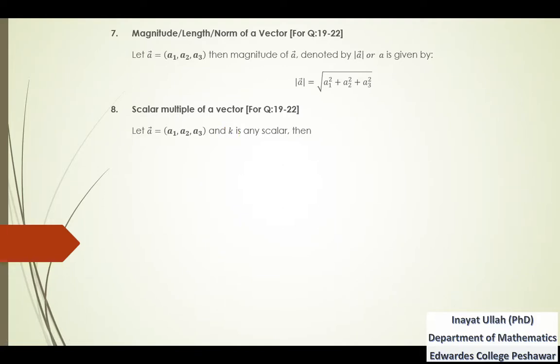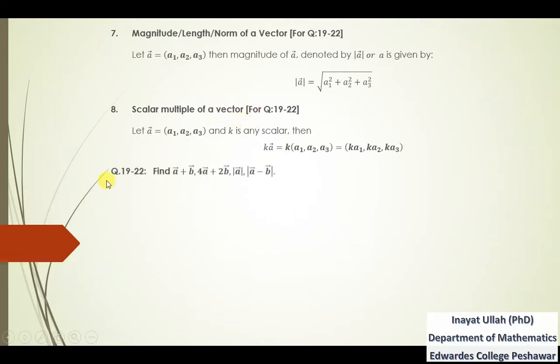Whenever we multiply this k with the vector A, kA is equal to k times this vector, and this k, which is a number, will be multiplied with all these components, just like that. That is called the scalar multiple of a vector.